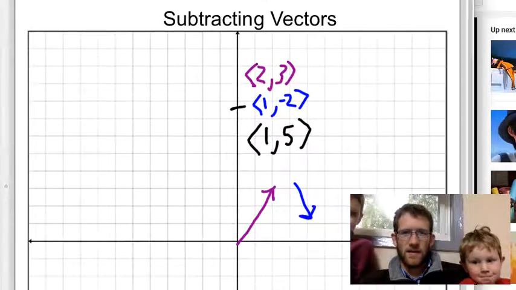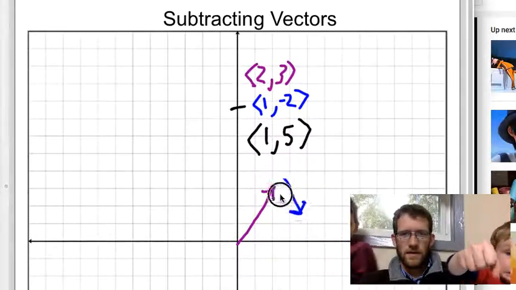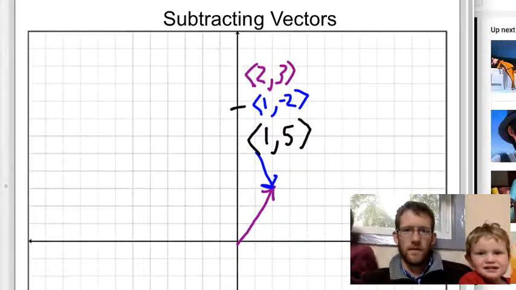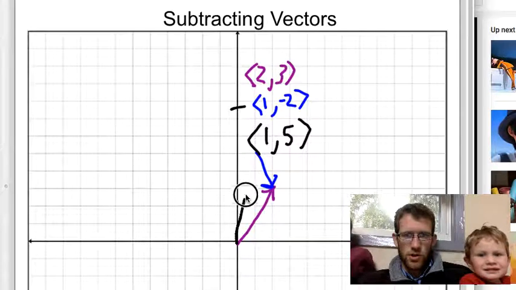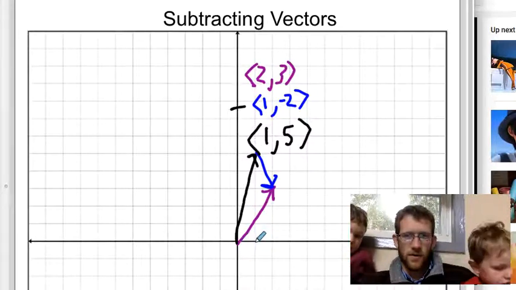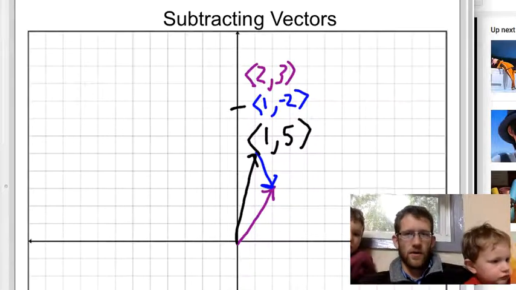Let's see if that works out. Again, we'll put these end to end here, and then I'll go from here to here. Is this vector 1, 5? Well, it's over 1, up 5. So yeah, that works. Cool.